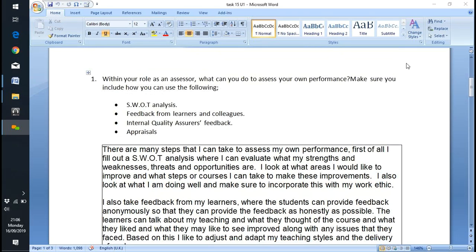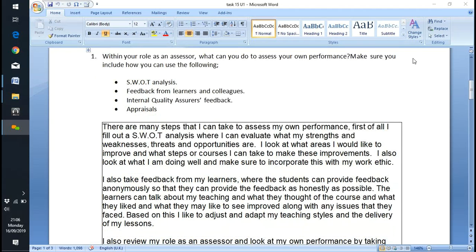So on this one, it's looking at much of the things you looked at in one of the units on your DET. It's looking for your SWOT analysis on assessment, but also feedback from learners in college and IQA's feedback. Now, IQA's feedback can come back in a number of ways.